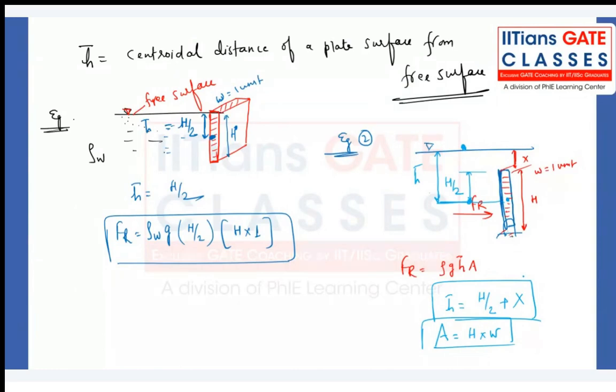All of you have noted down. Can I move to the next one? Sir, can you explain again the second part? Second part, see here, whatever the centroidal distance is there. What is the centroidal distance? You know that, right? For a plate, this will be my centroidal distance, right? Get my point? But we have to not take the h bar as centroidal distance from a plate surface. We have to take it from a liquid surface. So this H by 2 plus x, both will be added. Getting my point? Yes, sir. Got it, sir.